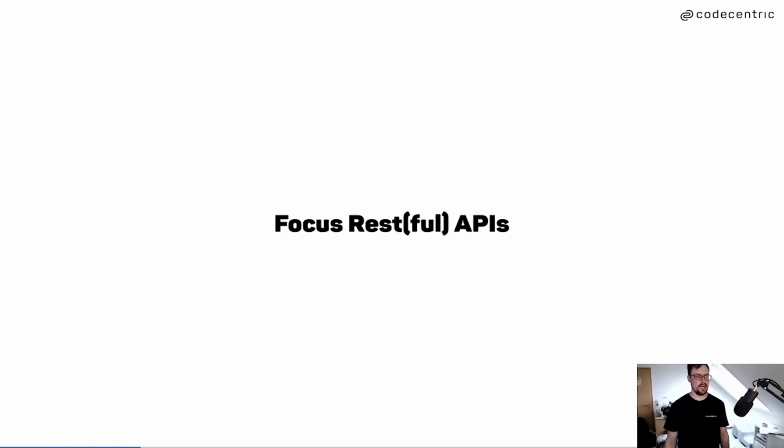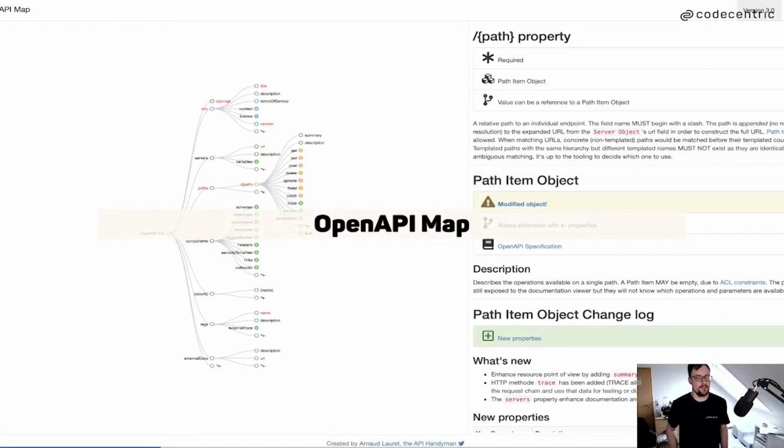So when we have a look at the OpenAPI map from the API Handyman, we see what is happening towards the OpenAPI specification. And somehow it seems to be a very simple type of thing, but when you look deeper into this OpenAPI map or specification, it gets complicated and it's getting complex so far.